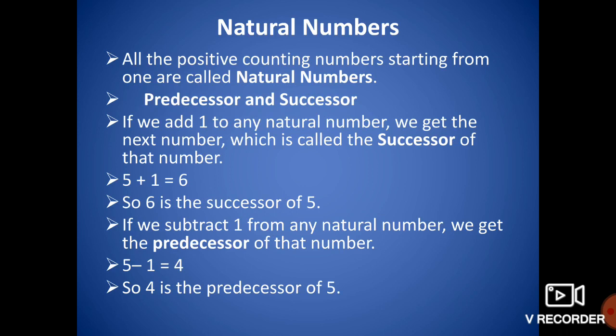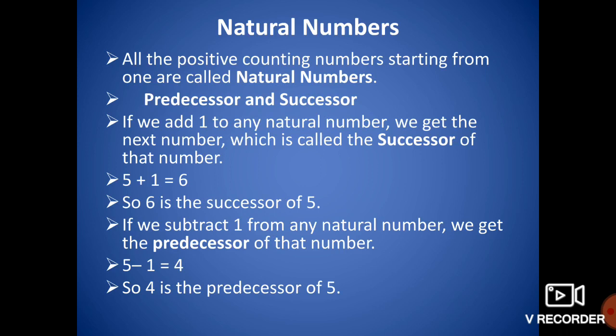Now let us see predecessor and successor. If we add 1 to any natural number, we get the next number, right? Which is called the successor of that number. So adding 1, we get the successor. We will consider the following example, 5. Adding 1 to 5 equals 6. So 6 is the successor of 5.